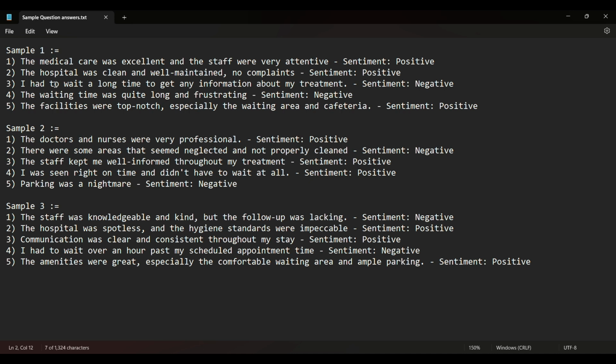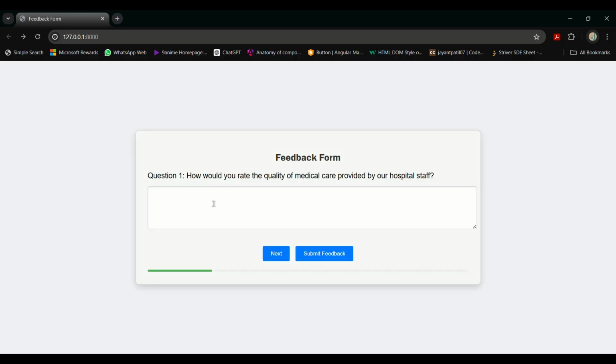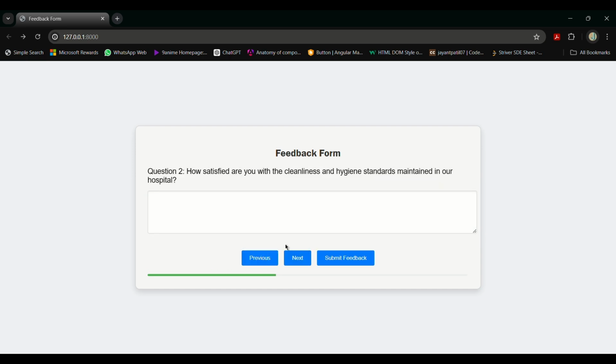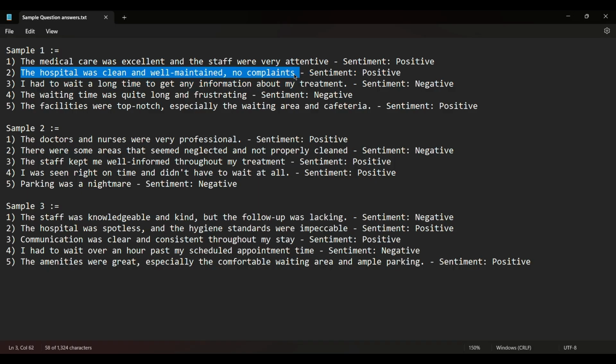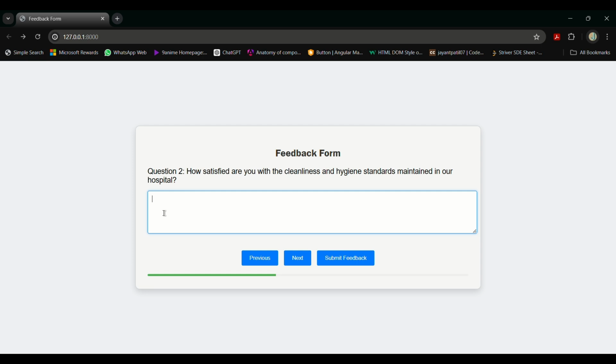So let's answer the first question. Along with the review, the sentiment is also given, meaning the actual correct sentiment which should be predicted by the model. Next question is, how satisfied are you with the cleanliness and hygiene standards maintained in our hospital? This question is answered as hospital was clean and no complaints, which is a positive review.